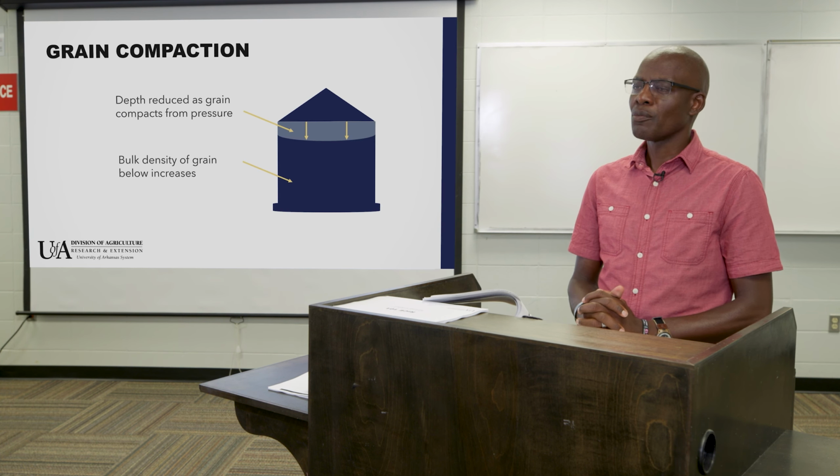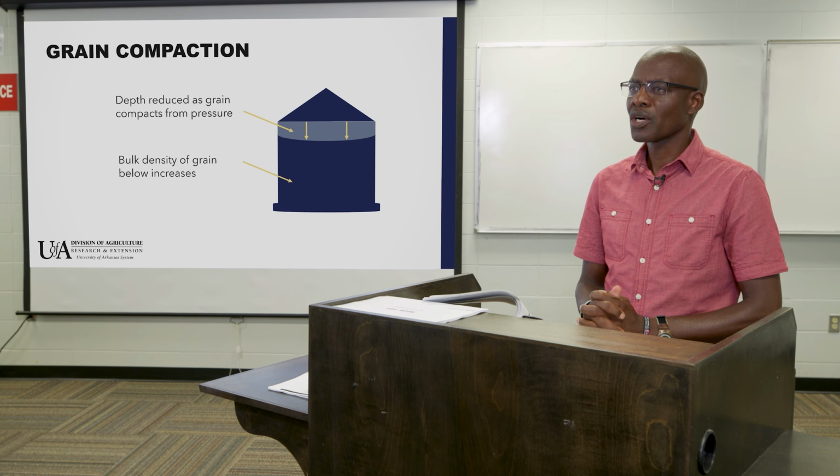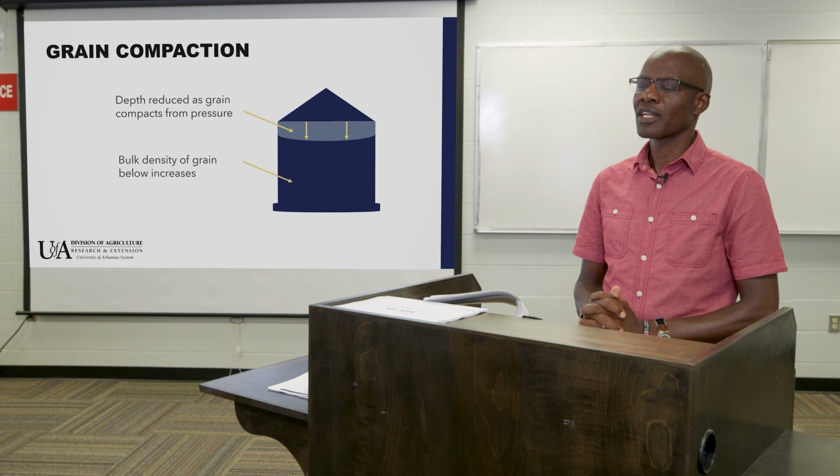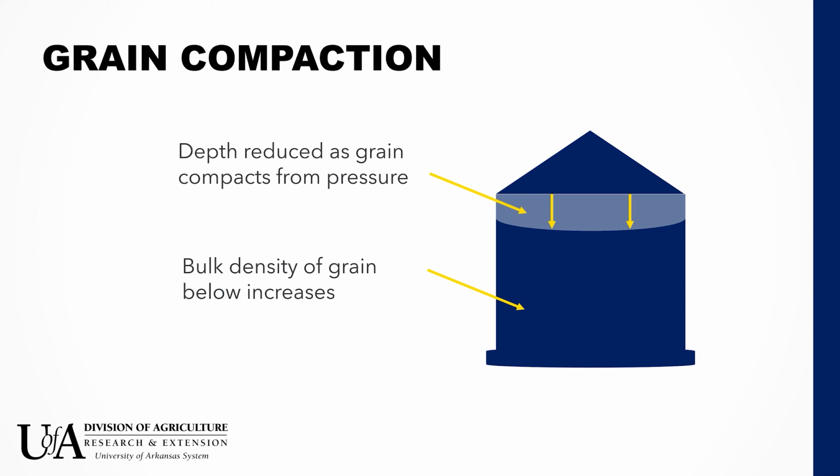Let's talk about grain compaction, and I mentioned this as we talked in the previous slides briefly in passing. So let's think about grain placed in a bin as seen in this figure here. The grain at the bottom is going to be bearing a lot of weight that is coming from the grain on the top. And by so doing, we expect the bulk density of the grain at the bottom to increase relative to the one at the top, just because it has to bear a lot of weight.